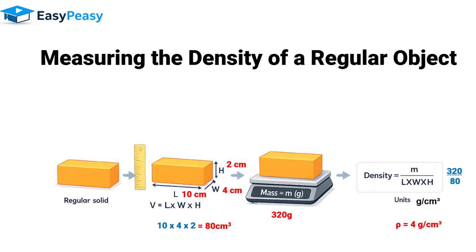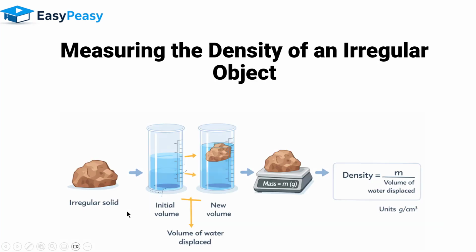Now, for example, if we have an object that we can't measure with the measuring scale, and it is an irregular object, how can we find the density of that kind of substance? So for that, what we can use is, we can take a beaker full of water and calculate the initial volume. Then we put that irregular substance inside the water. When the substance goes inside, the water will rise or be displaced. And then we can have the new volume.